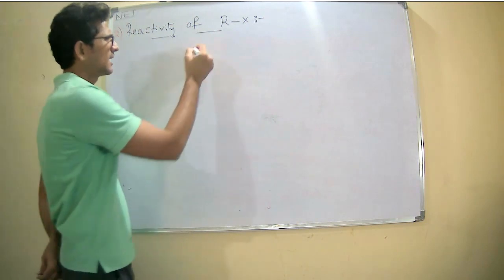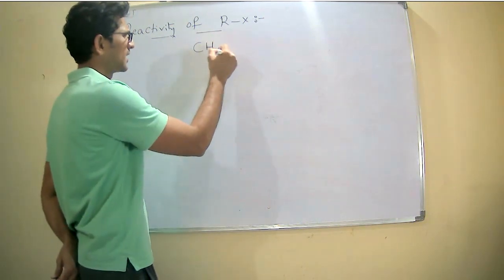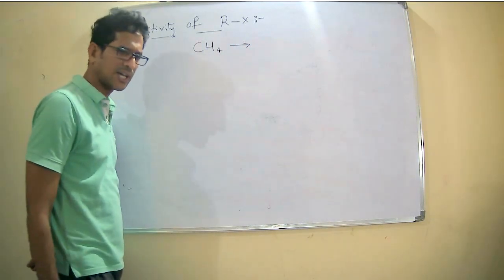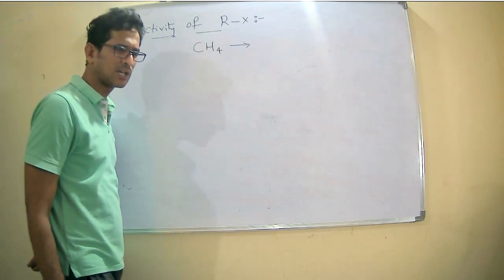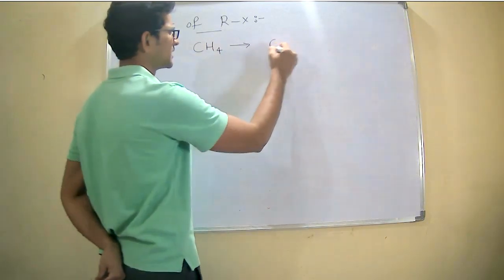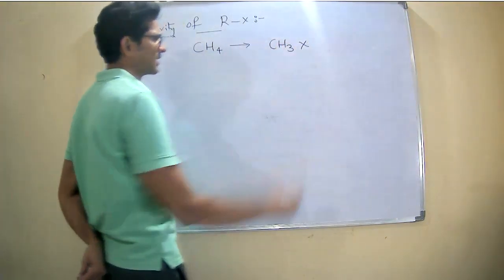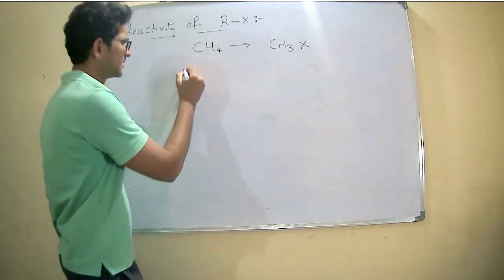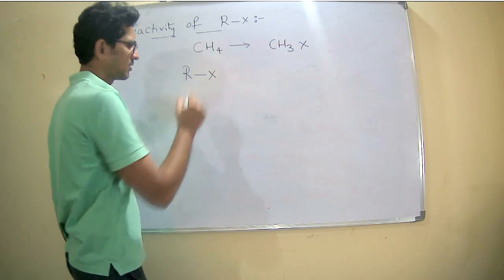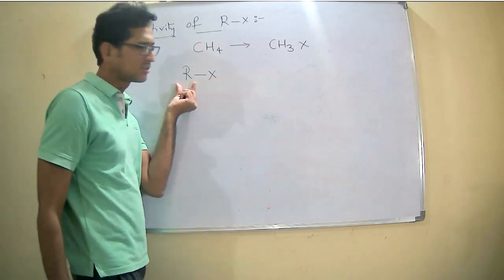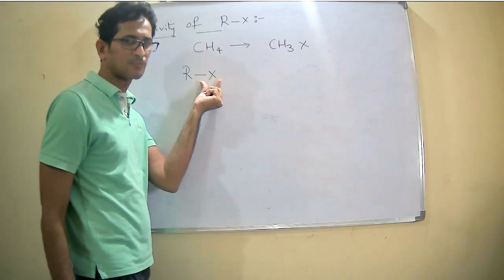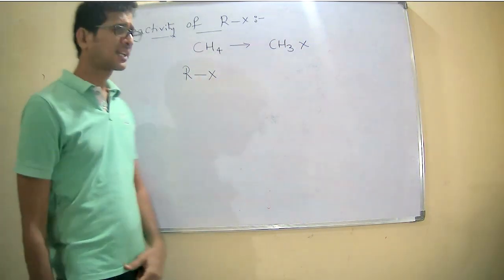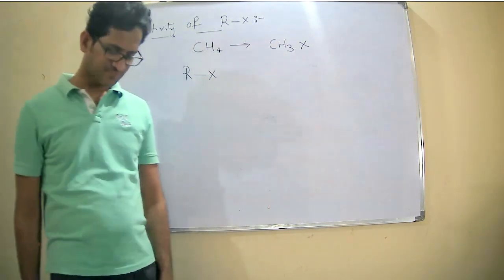So generally, what is an alkyl halide? An alkyl halide is a hydrocarbon in which one of the hydrogens is replaced by a halogen, right? So in general, these are represented as RX. R is the alkyl group, where X is any halogen from fluorine, chlorine, bromine, iodine, etc. Right. Now here the reactivity of alkyl halides.